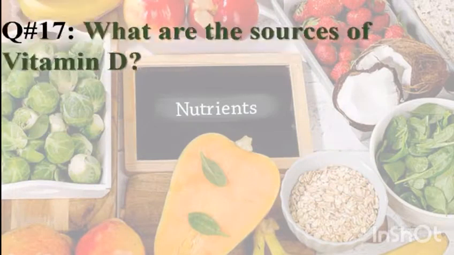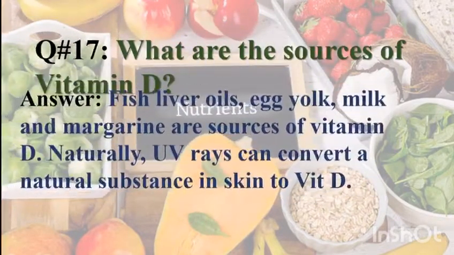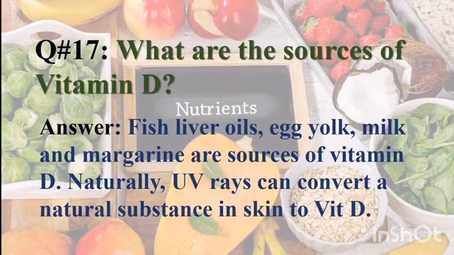So the next question is, what are the sources of vitamin D? Fish liver oils, egg yolk, milk, and margarine are sources of vitamin D. Naturally, UV rays can convert a natural substance in skin to vitamin D when the skin is exposed to the sun. Like children, who are usually exposed to the sun, so naturally in their bodies vitamin D may develop.